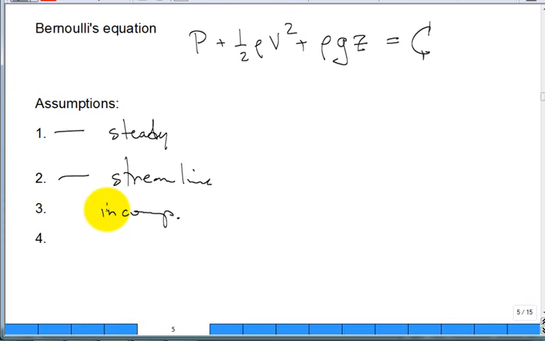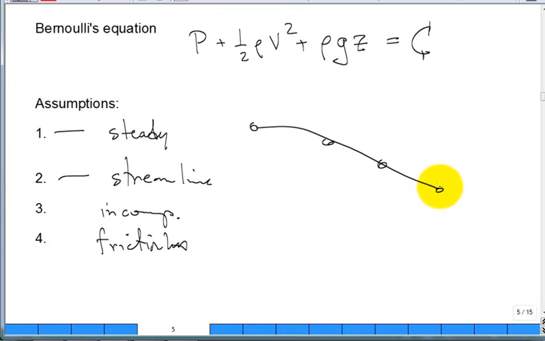Last one? No viscous effects. Frictionless is one way of saying it, and I think that comes from a lot of applications. Or you could say inviscid, no viscosity, negligible viscosity. So you apply it along a streamline. A lot of engineering calculations, such as piping flow simulations and analyses, are based on Bernoulli's equation. So we follow a chunk of fluid along a streamline, and something remains constant.